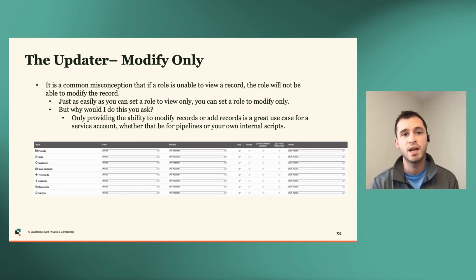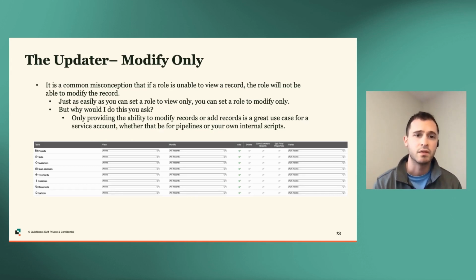Moving on to the updater. So this is really modify only. And it's actually a common misconception that if a role is unable to view a record, the role will not be able to modify the record. And that's just not true. So just as easily as you can set a role to be view only, you can set a role to modify only as well. But why would you want to do this, you ask?